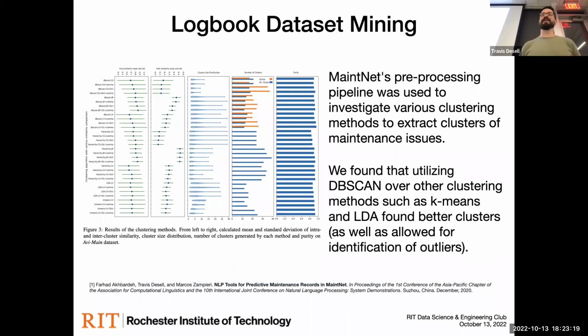It's very nice because it will figure out the number of clusters and tell you outliers, as opposed to k-means, where you're like, I have 10 clusters, what are they? We found DBSCAN to work the best.